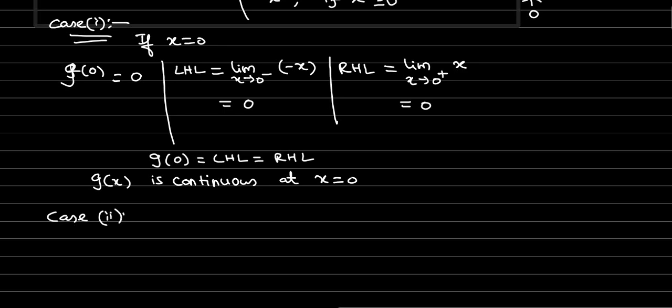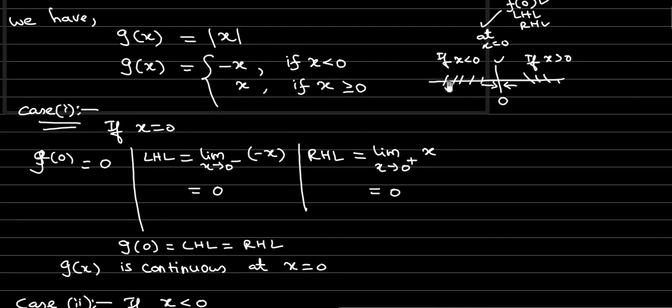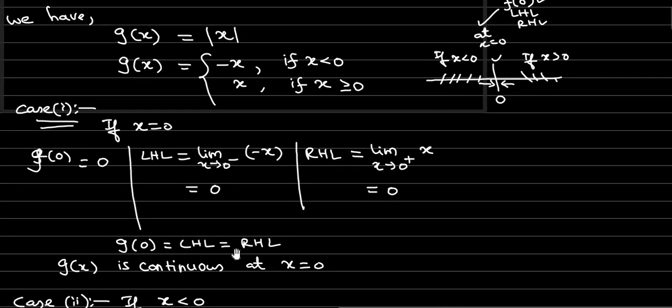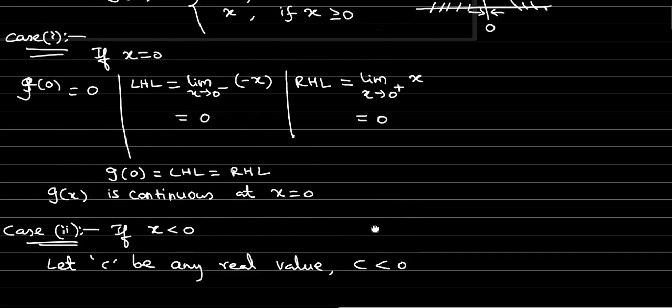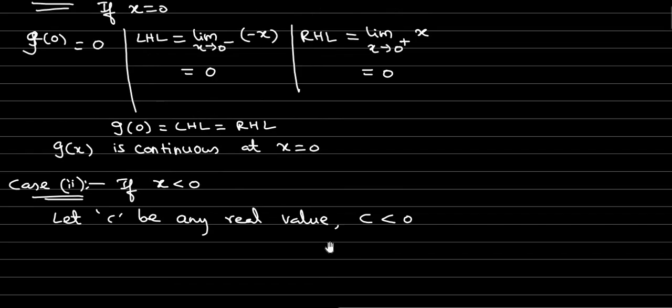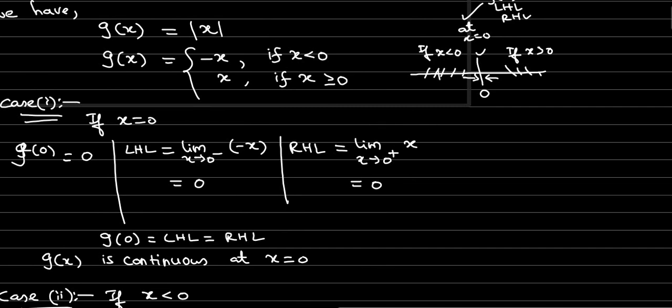So case 2, if x is less than 0. In this particular interval we have infinite real numbers. So I'm going to have a common name. Let c be any real value. At the same time, c should be less than 0. Now g of c, we have to check the continuity. Three things are required, that is g of c, left hand limit and right hand limit of c.